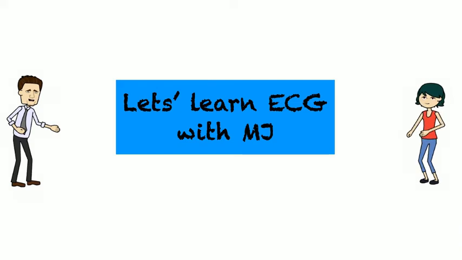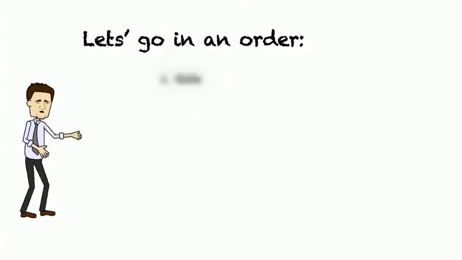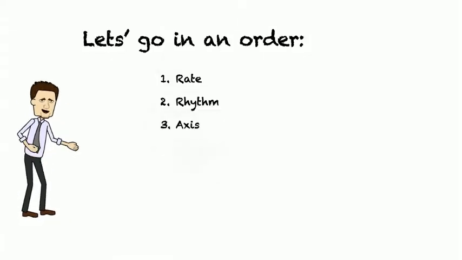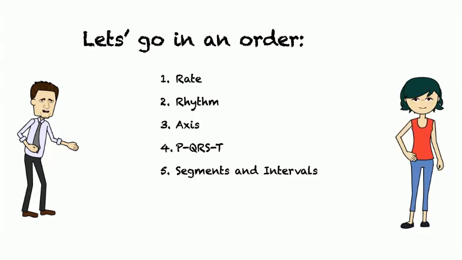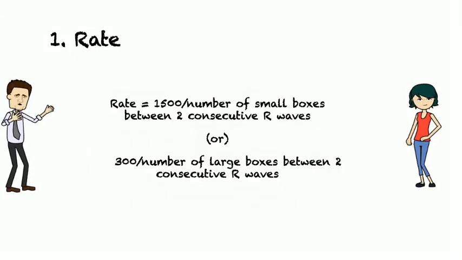In order not to miss out anything, it is better to analyze the ECG in a systematic way. 1, rate; 2, rhythm; 3, axis; 4, PQRST waves; 5, segments and intervals. Let's see how to calculate the rate.